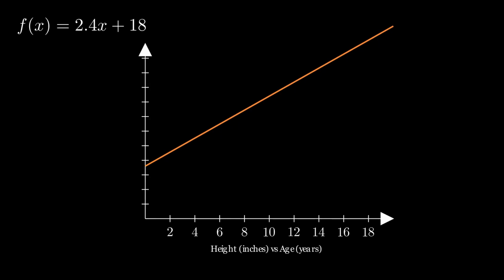For example, you can model the average height in inches of a person at x years old by using a simple function, f of x equals 2.4x plus 18. We can see the y-intercept by substituting 0 for x, which results in 18, which is also the average length of a baby when born.